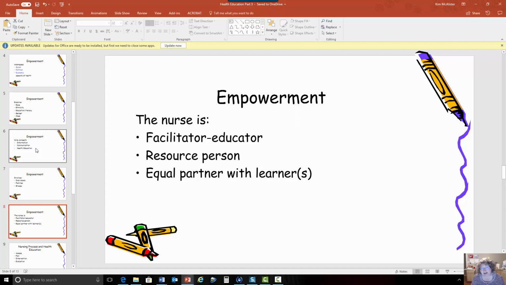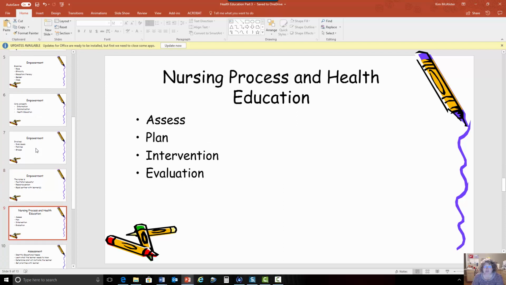So as they go through this process, they may decide, you know what, I need more information about this, or I need more information about that. And so you are a continual resource to the people that you're empowering, so that they can come back and get the information that they need. And you're an equal partner with the learner. You're not in control. You are standing beside the learner and helping them.